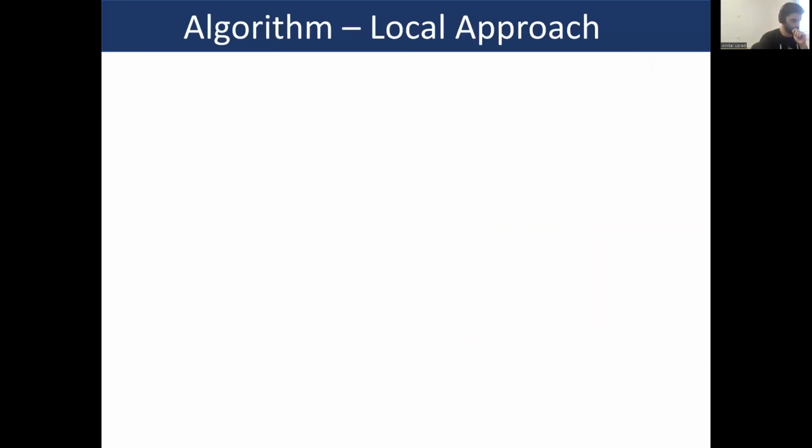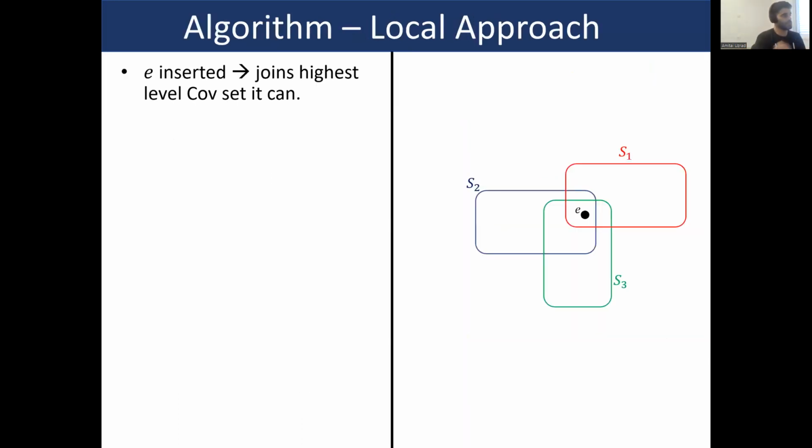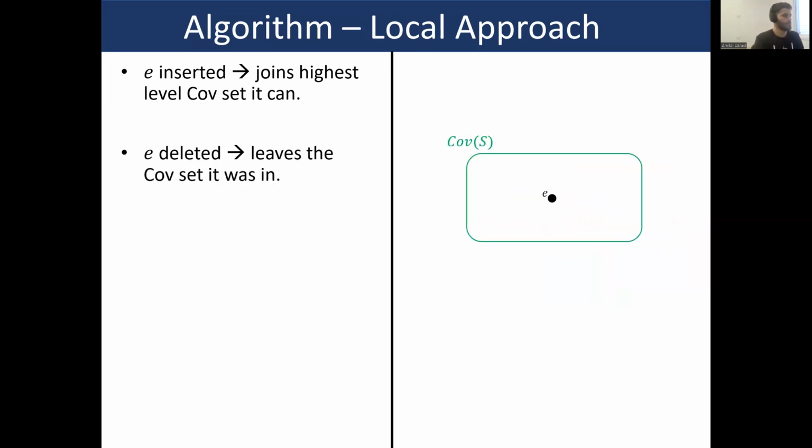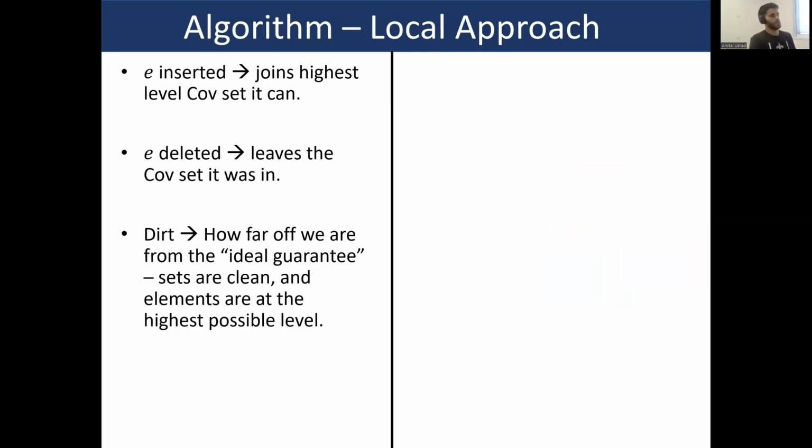And that's it. Okay, so the algorithm: we have insertion. Once e is inserted, all we do is add it to the cov set of the set that contains it at the highest level. So we want elements to be at the highest level always, right? And if e is deleted, we just remove it from the cov set it is in. Now, we can't guarantee that all sets will be clean at all times, right?